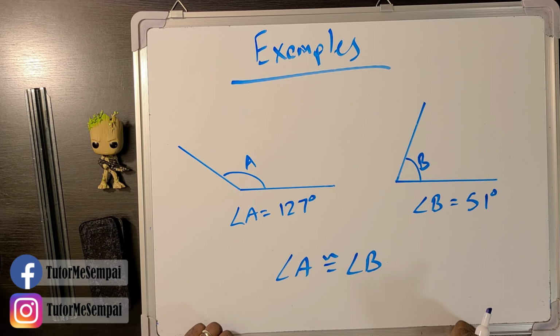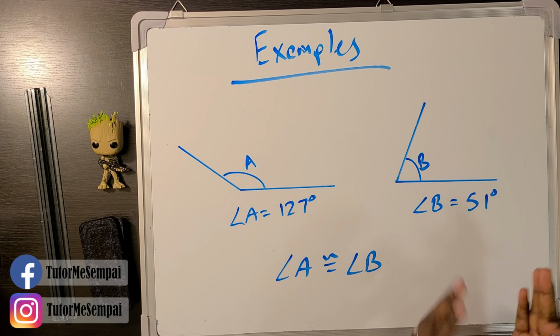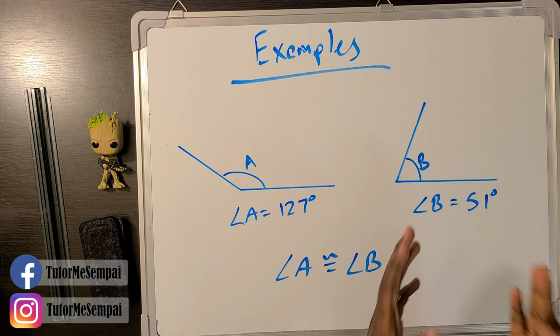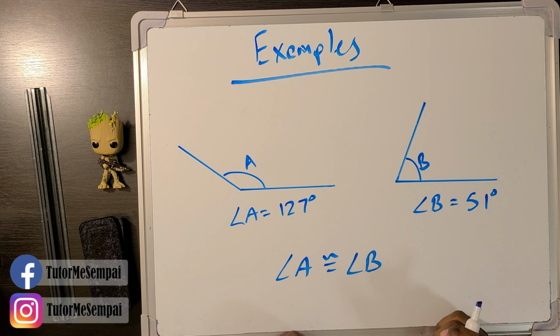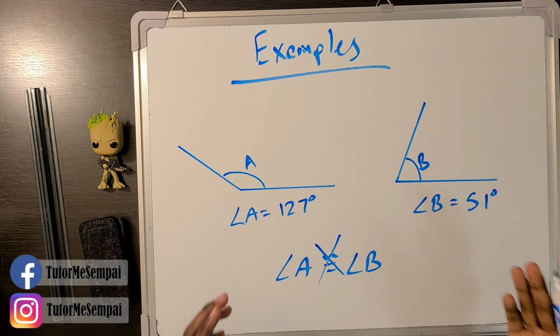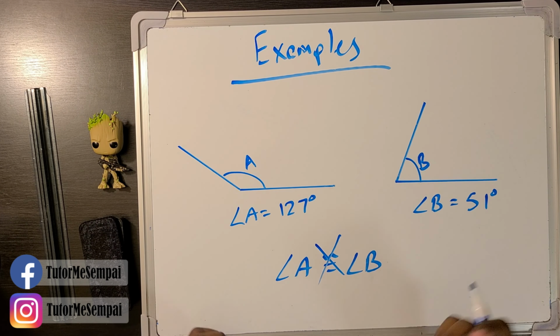How about this example here? We have an angle A and an angle B. In this case, angle A is 127 degrees and angle B is 51 degrees. Do we have congruent angles? No, this is not congruent because their measures are not equal. Let's look at another example.